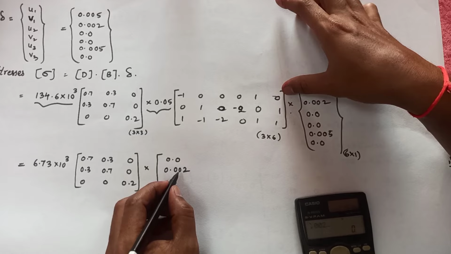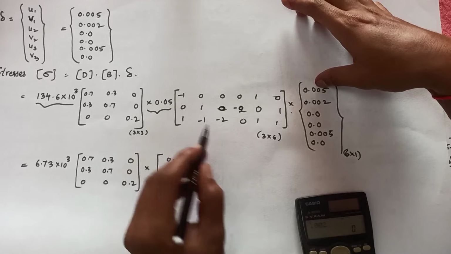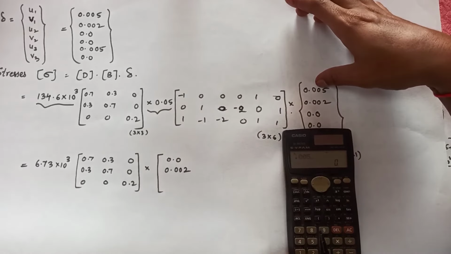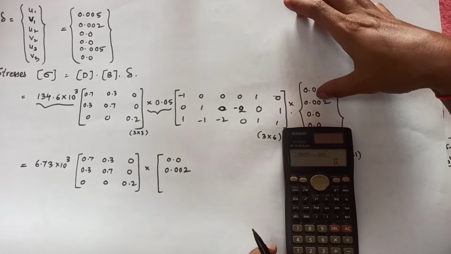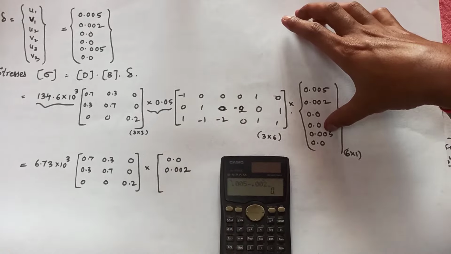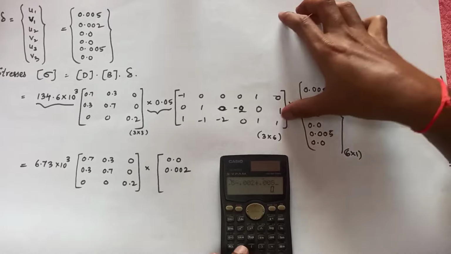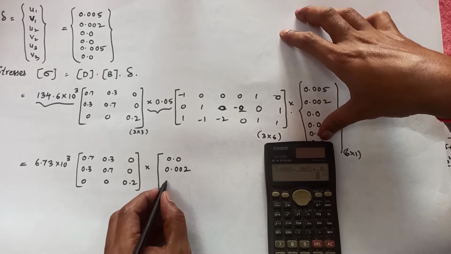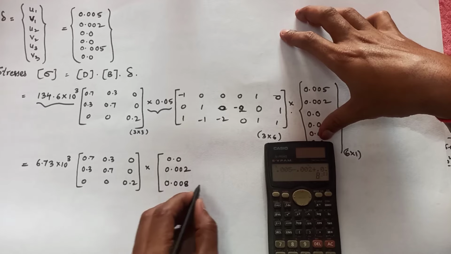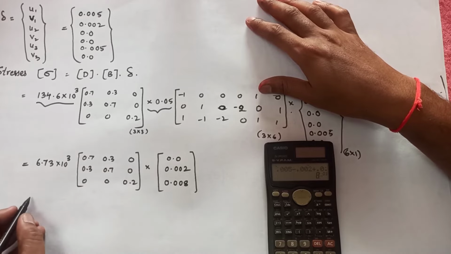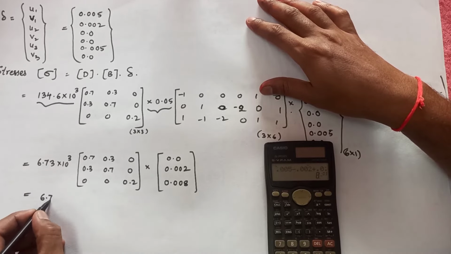And in the third we will calculate now 1 into 0.005, 0, we will get 0.005, next minus 1 into this value, that is minus 0.002 you will get, then 2 into 0, 0, 0 into 0, 0, 1 into 0, so it is again plus 0.005, now 1 into 0 lastly, so it is 8 into 10 power of minus 3, it means 0.008 we obtained.